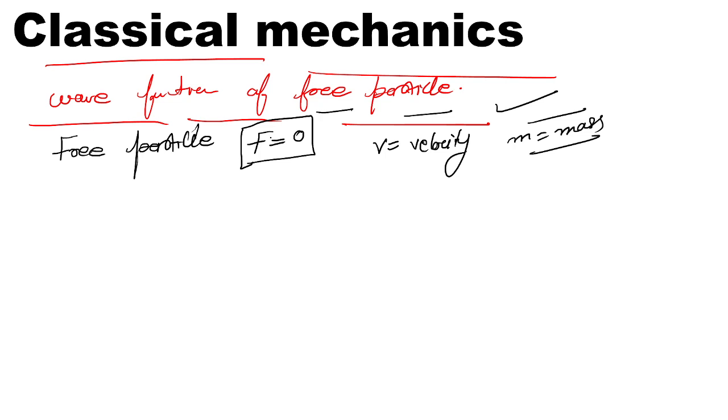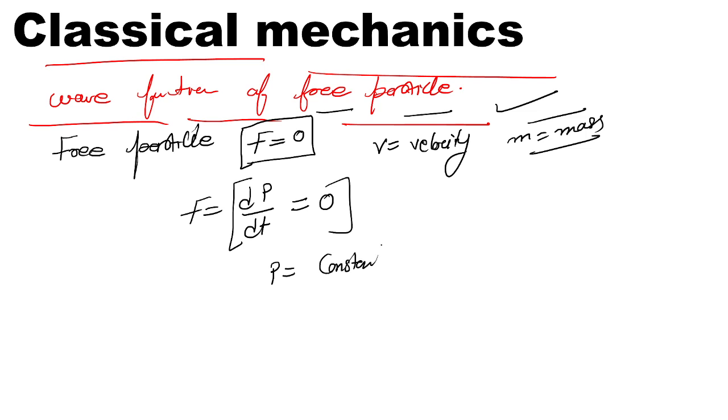We know that force is equal to dp over dt by Newton's second law of motion. This is equal to 0, because F is 0, so dp over dt is 0. It means that p is constant. You know that when we differentiate any constant with respect to anything, it comes out equal to 0. So p is constant, which means momentum is constant.